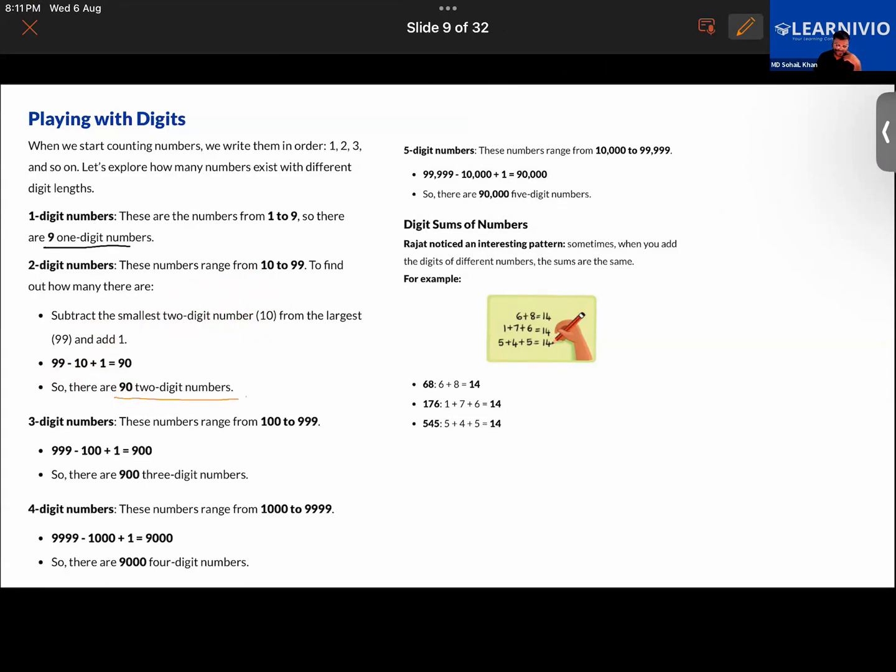Similarly, if you have to find out how many three digit numbers there are, a three digit number starts from 100 and ends at 999. We will do the same thing: from the biggest three digit number, we subtract the smallest three digit number, 100, then add 1. So now we are getting 900. So there are 900 three digit numbers. Same thing we will do with four digit numbers and five digit numbers and so on. In this manner, we can find it out.